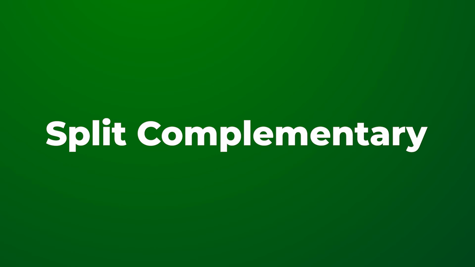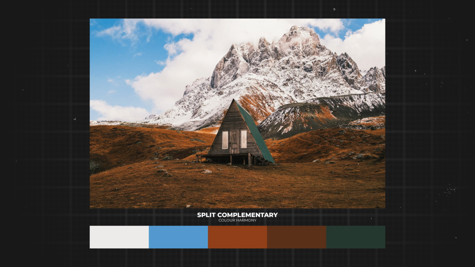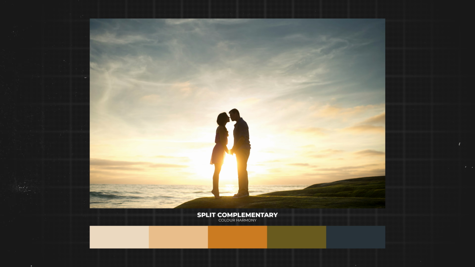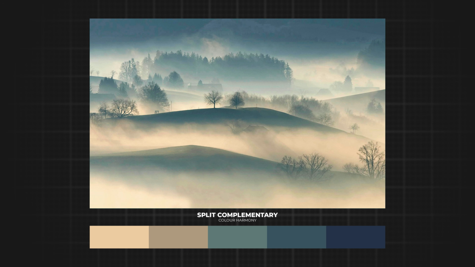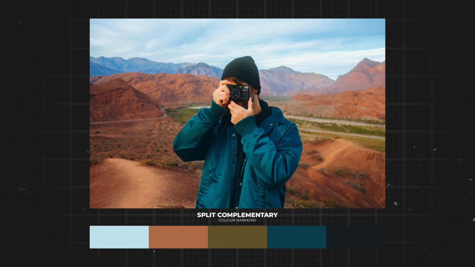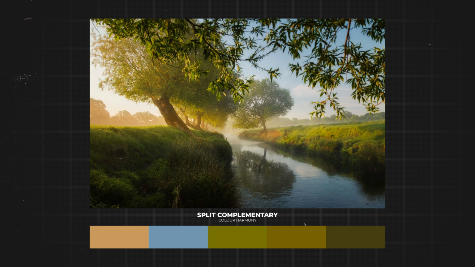Next up, we have a split complementary colour harmony. A split complementary colour harmony in photography is a variation of the complementary colour scheme, but instead of using two directly opposite colours on the colour wheel, this scheme uses a base colour and then two colours adjacent on its complement. This creates a visually dynamic yet less intense contrast than a traditional complementary colour harmony, making it a more versatile and easier to balance, a lot easier to find, especially in nature.